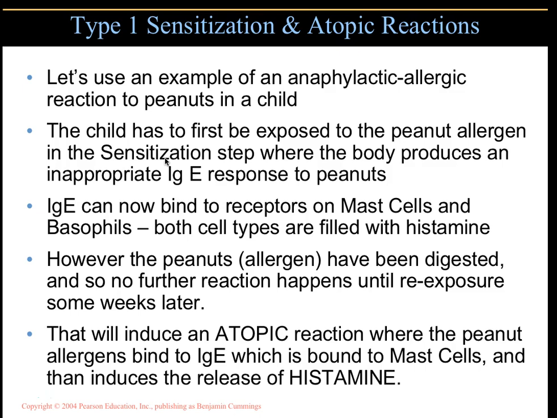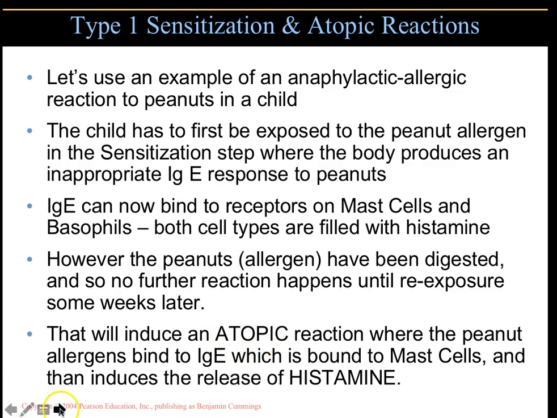So once they're sensitized and they have memory, they get re-exposed to peanuts, and then IgE, memory, can bind to receptors on mast cells and basophils, right? I'm sorry, they're not phagocytic cells, they're mast cells and basophils that are filled with histamine. Okay, so then you get the sensitization step, you get the memory, and then you get the atopic reaction.